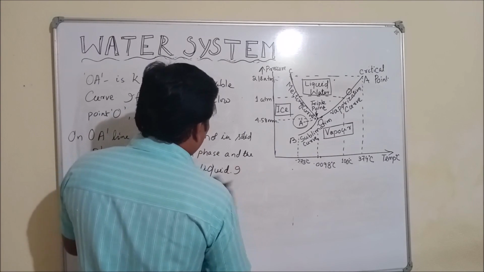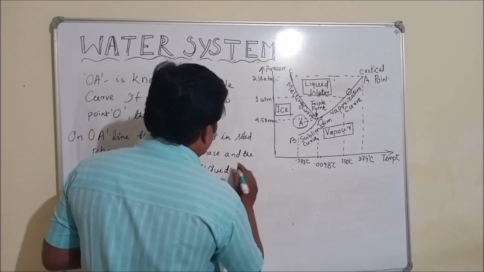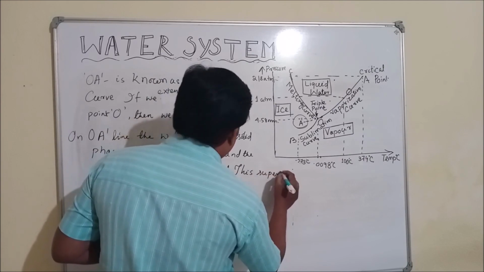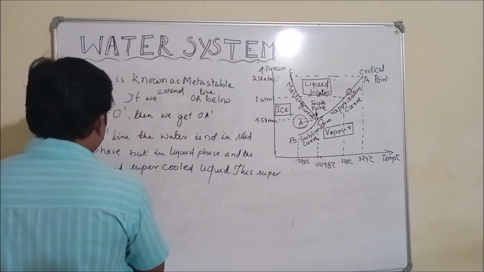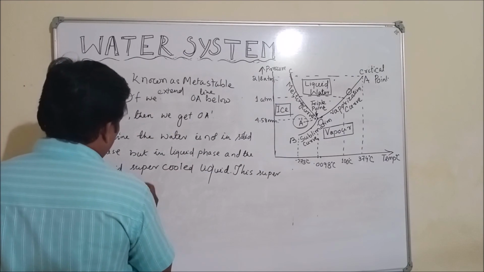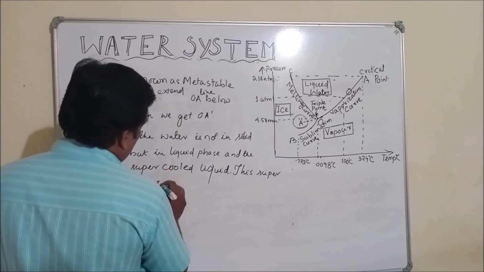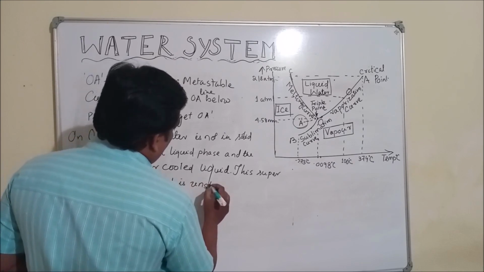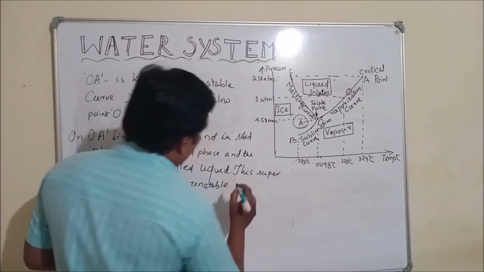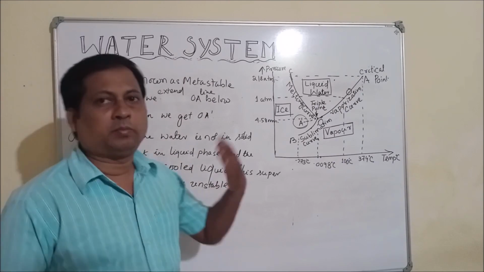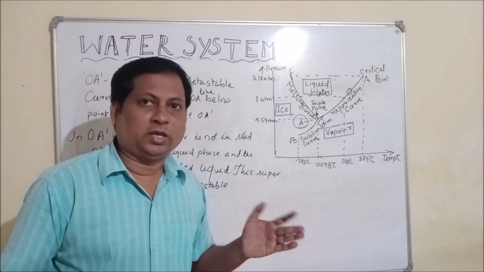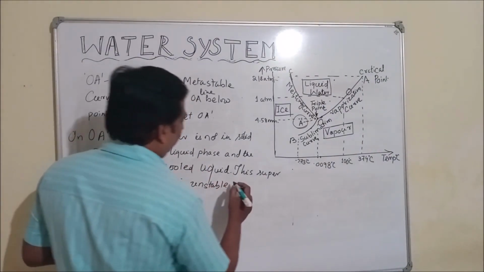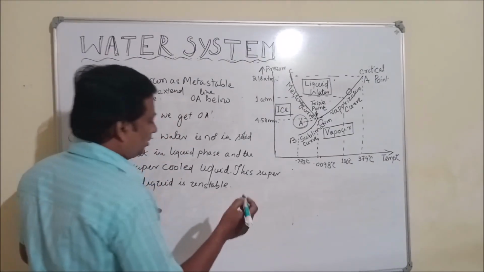So this super cooled liquid is unstable. So this super cooled liquid is unstable and can be changed into solid at any moment. So therefore it is a metastable. So it is under metastable. It is a metastable stage.